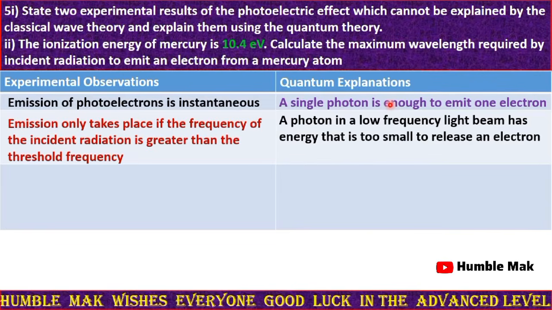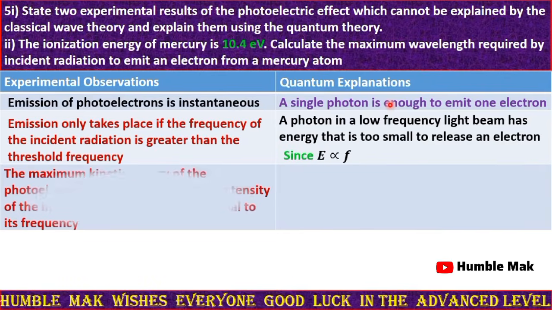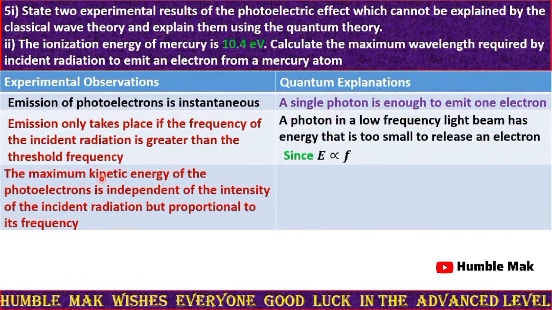Now, the very last one is simply saying that the maximum kinetic energy of the photoelectron is independent of the intensity of the incident radiation, but proportional to its frequency. So, friends, what are we saying here? We are simply saying that the intensity of light does not even alter the kinetic energy of those electrons, because the intensity of that light simply affects the number of electrons emitted per unit time, which is proportional to the intensity of the radiation.